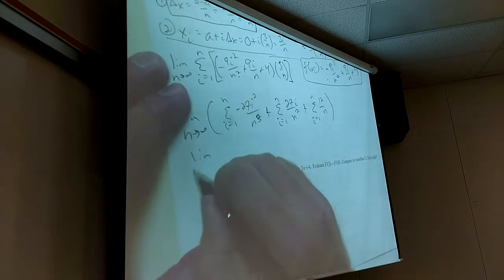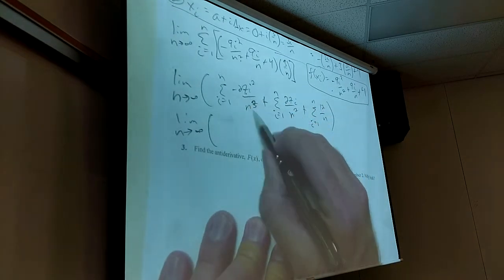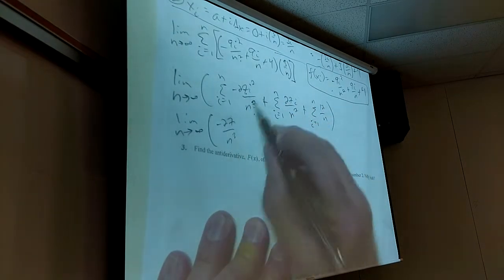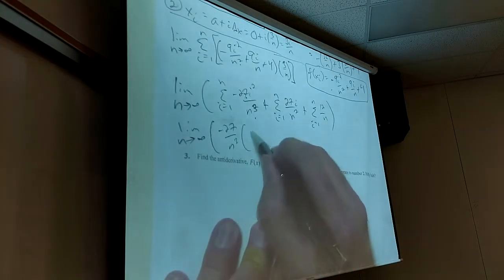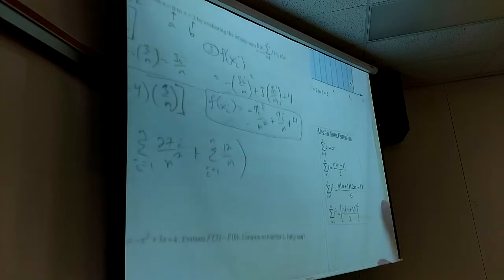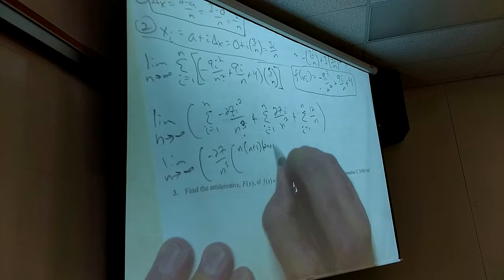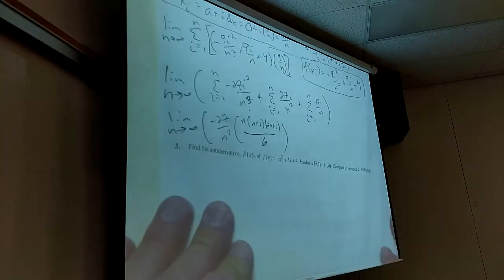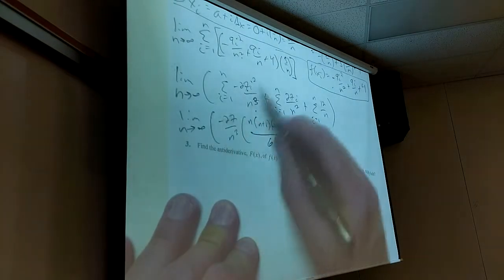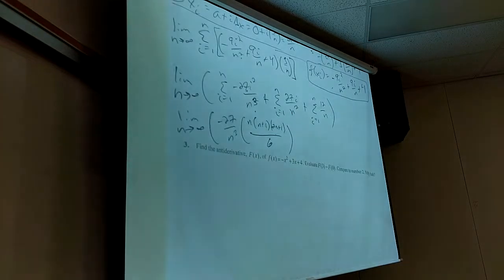So let's see if we can do this. So this one, the negative 27 over n cubed, can come out. And the sum of i squared is n times n plus 1 times 2n plus 1 over 6. So the limit as n goes to infinity of i squared is right there. And the 27 over n cubed is a constant, so it just is outside of that.